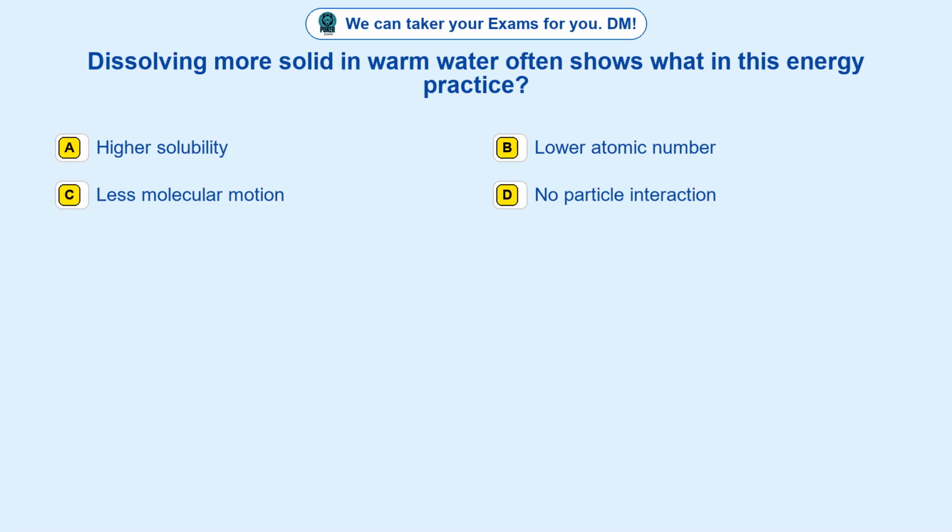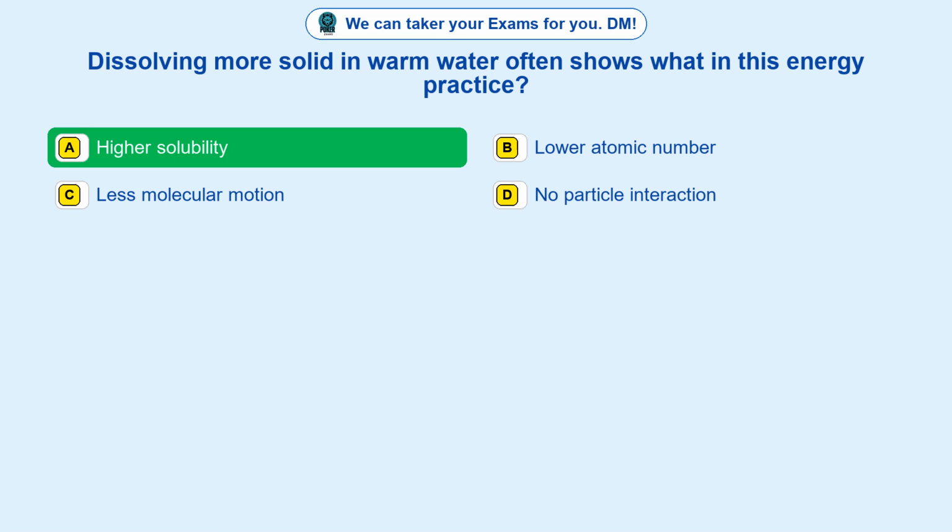Question 54. Dissolving more solid in warm water often shows what in this energy practice? Option A, higher solubility. Option B, lower atomic number. Option C, less molecular motion. Option D, no particle interaction. The correct answer is option A, higher solubility.